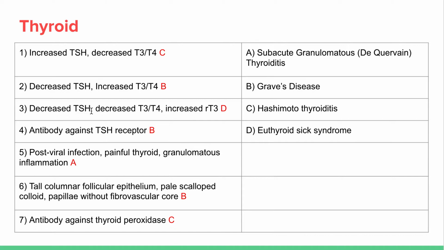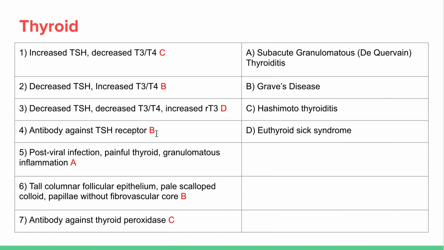When you have TSH and T3, T4 levels kind of off, it could be decreased, it could be increased, but the most important thing you see is an increased reverse T3, increased rT3. That's euthyroid sick syndrome. And remember, this is due to some other underlying cause. We see this in people who have been chronically ill, people who've been admitted to the ICU, and the treatment for this is to treat the underlying cause, and you'll be able to reverse this disease.